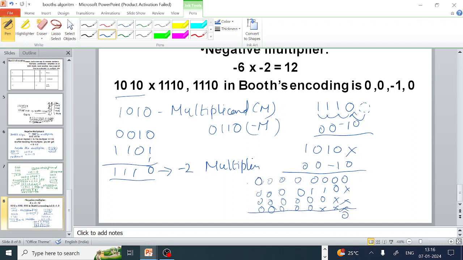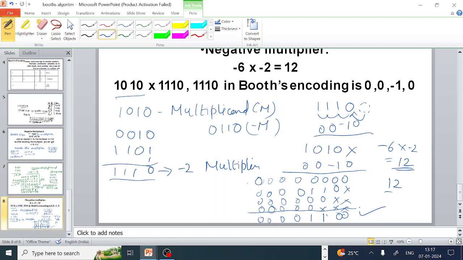So when I sum up all these products, I'm getting 1, 1, 0, 0. And you can see the sign bit here is also 0. So it is 12 that I'm getting. What we had done is taken minus 6 into minus 2, which is plus 12. So we are getting 12. So this is the right answer.